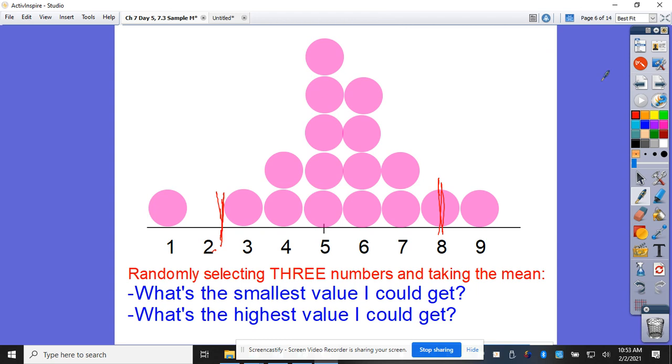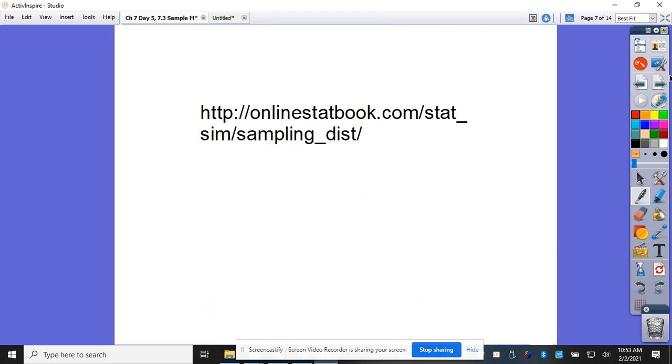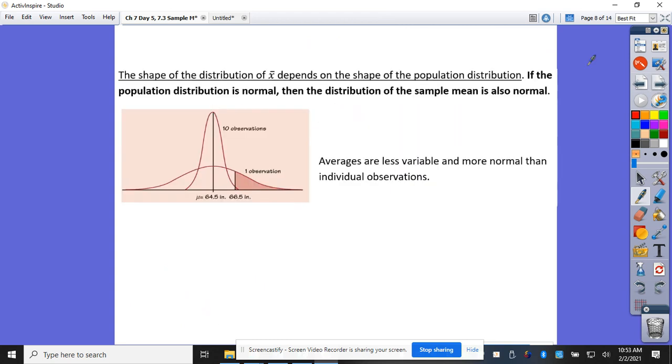Yes. So what's actually on your sheet, and I'm coming back to this because I want to do something. It says averages are less variable and more normal than the actual individual observations. Well, that's what we just showed. My individual observations can get out here, but my means can only get out here. This is actually already printed on yours, I think.